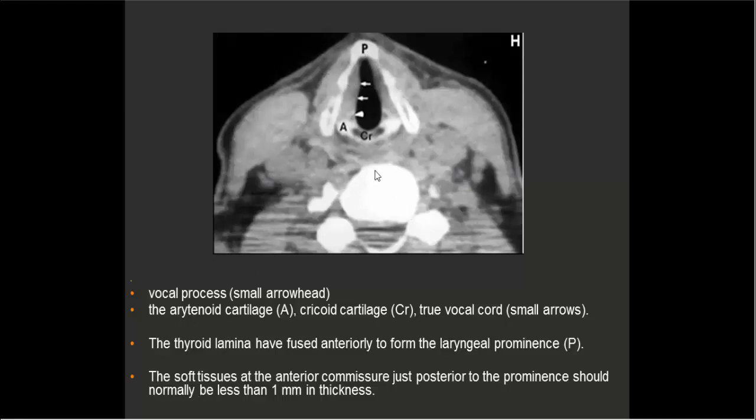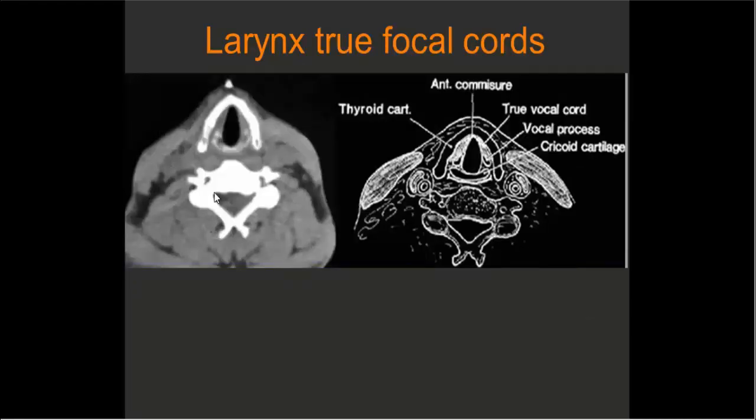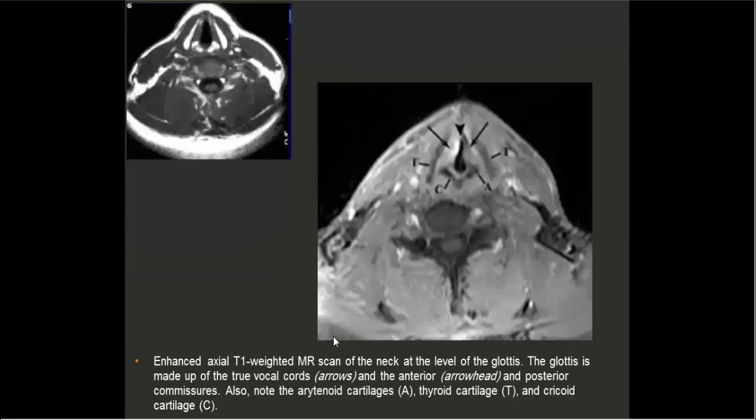The soft tissue at the anterior commissure, just posterior to the prominence, should normally be less than 1 millimeter in thickness. This is the anterior commissure, the soft tissue posterior to the laryngeal prominence. The landmark of the true vocal cord is, as we see, the cricoid cartilage posteriorly, the arytenoids on both sides, attached anteriorly to the laryngeal prominence of the thyroid cartilage by the anterior commissure. This is the true vocal cord, the vocal process, cricoid cartilage, and thyroid cartilage; the anterior commissure is less than 1 millimeter in thickness.